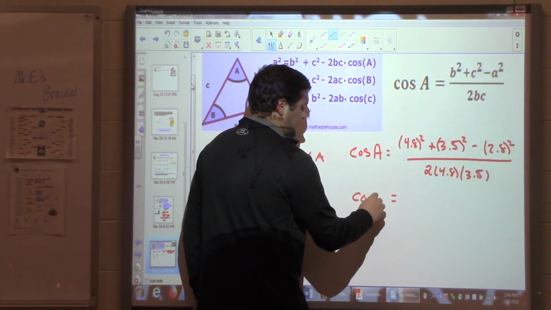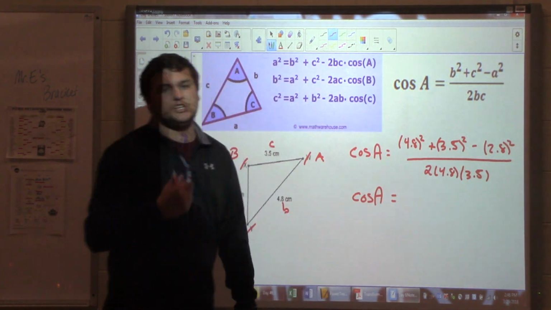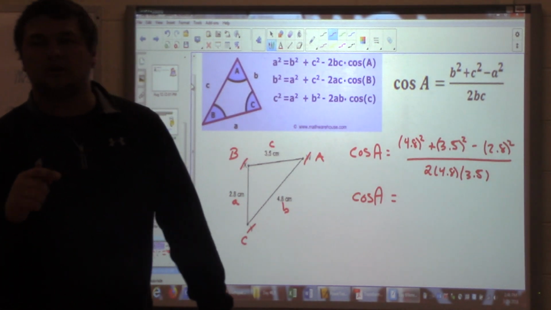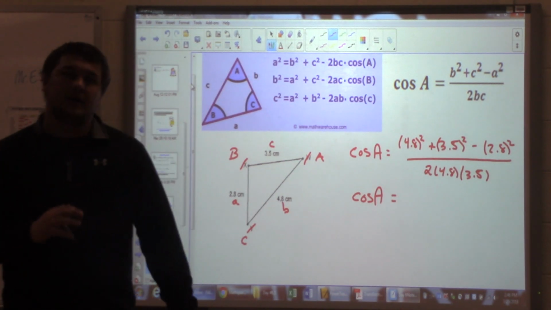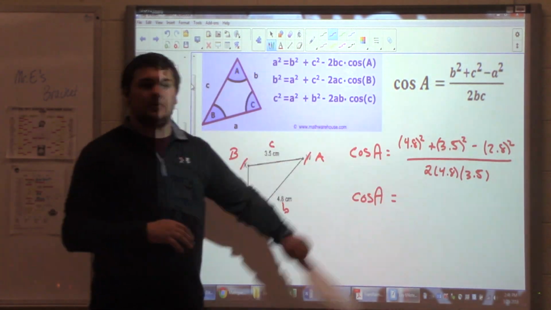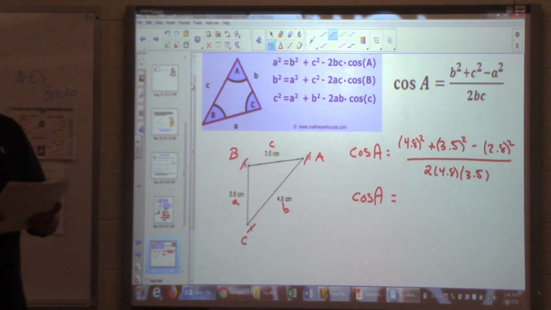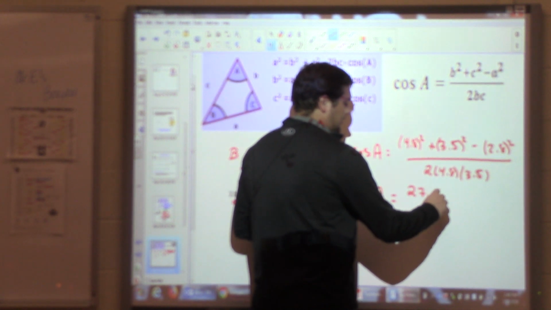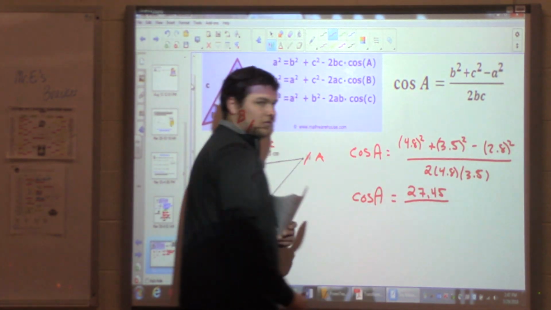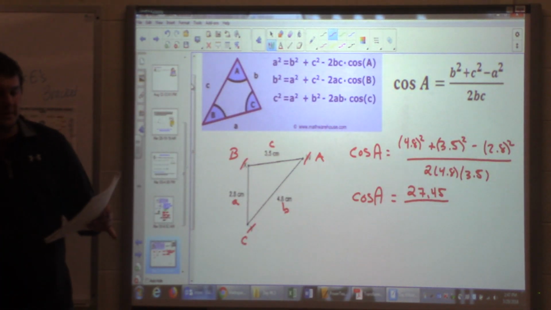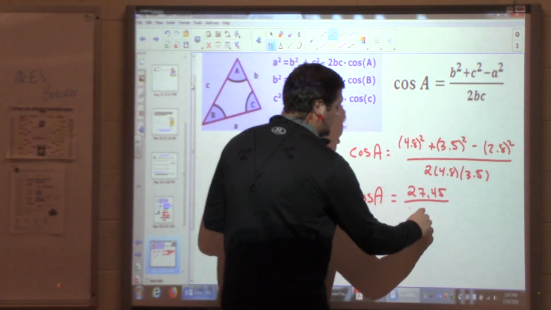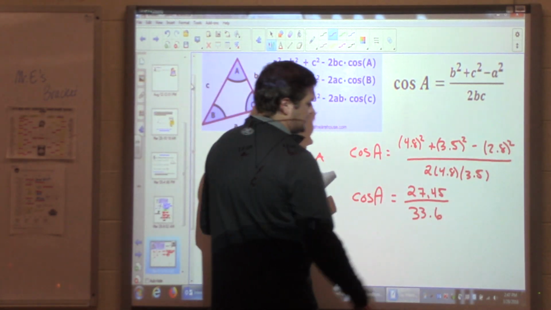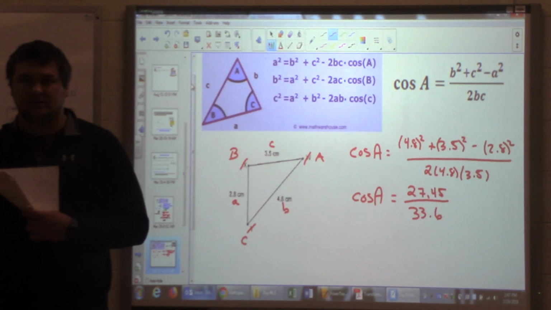Now, once again, if you are a genius with your calculator, you can plug it all in, go right ahead. Otherwise, split it up. Do the top part, do the bottom part. Do the top part, I should get 27.45 over my bottom part should come out to 33.6. Right? We got that?